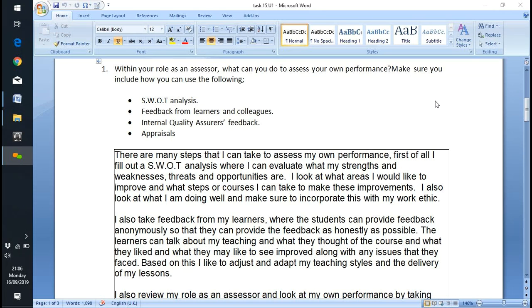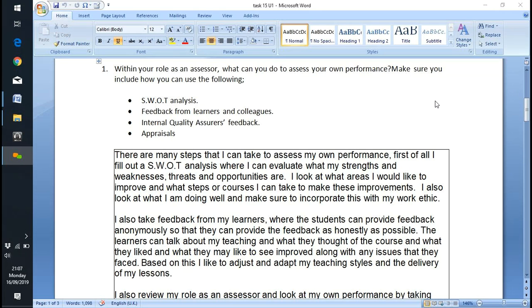As we've said before, there are standardisation meetings where you can look at other assessors' work and do peer assessment on that as well. But also your own SWOT analysis on how you approach the assessment process, and any appraisals that you've got for that. One of the appraisals is a formal appraisal.